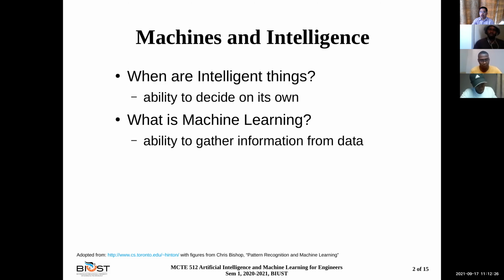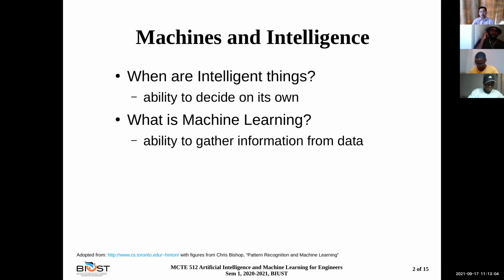So how do we define machines and intelligence? We normally always listen to some people saying intelligent systems and intelligent machines, robots, and computers are intelligent. So what actually defines intelligence? How do we say that things are intelligent? We say that things are intelligent when they have the ability to decide on their own, especially machines. If a machine does not decide on its own, it's not intelligent enough.